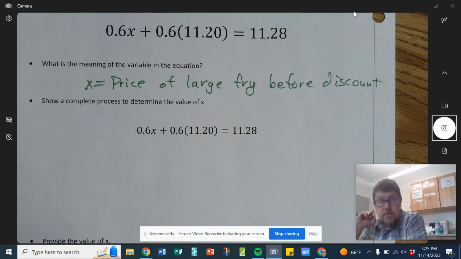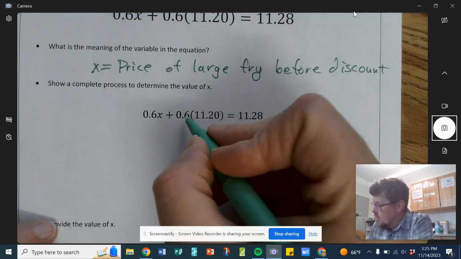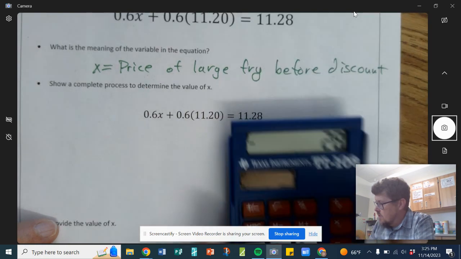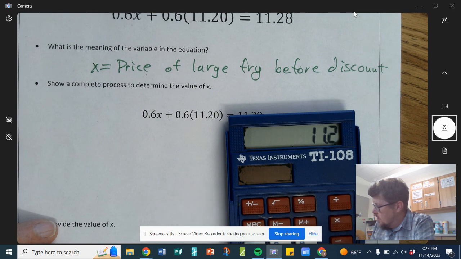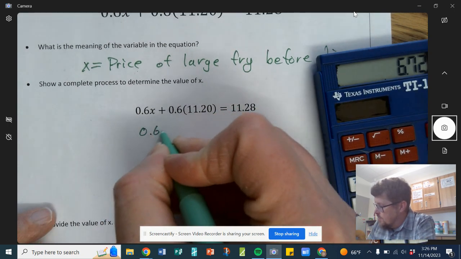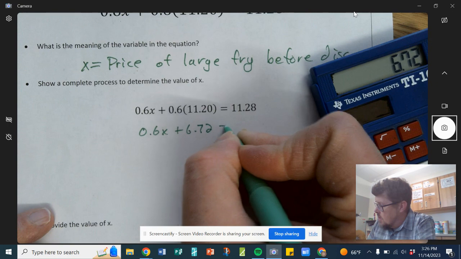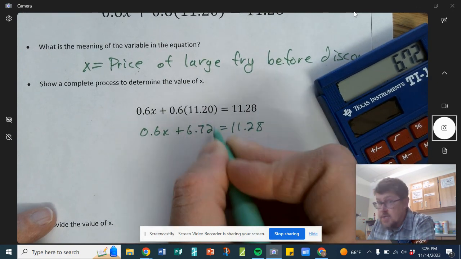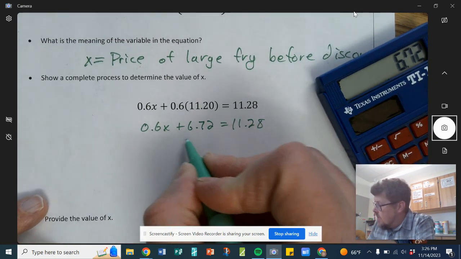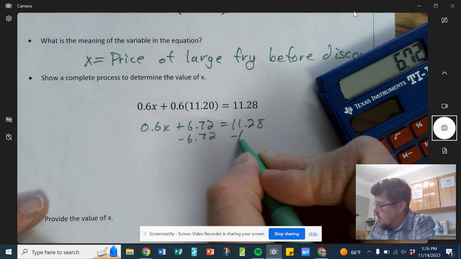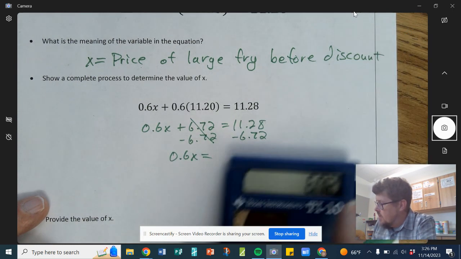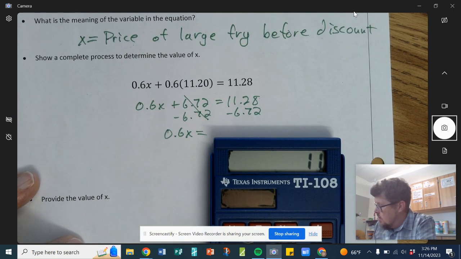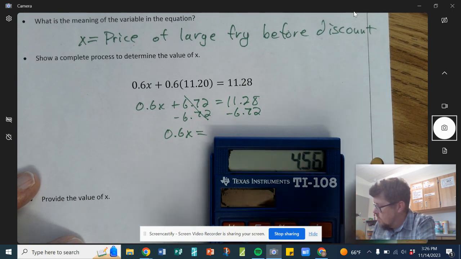And then we are going to solve this problem. I've got this right here. I'm going to multiply those together. So I've got 0.6 times 11.20. I get 6.72. So that right there, that's 6.72, is basically the price of the hamburger after the discount. And then I'm going to bring that to the other side. I'm going to subtract because that's the opposite of that addition, the inverse right there. The 11.28 minus 6.72 gets us to 4.56.